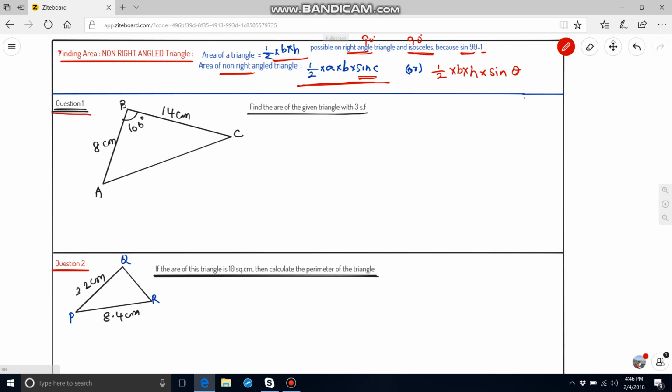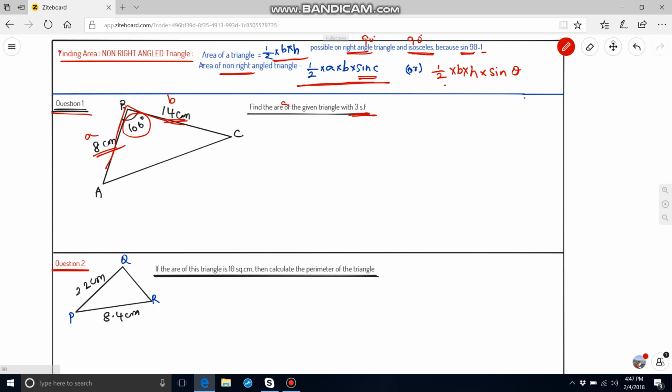Here in the first question, we need to find the area of a triangle to 3 significant figures. There is no 90 degree in the diagram. We have an angle of 106 degrees and we have 2 sides. These 2 sides are what make the angle here, so these sides are known as side a and side b.